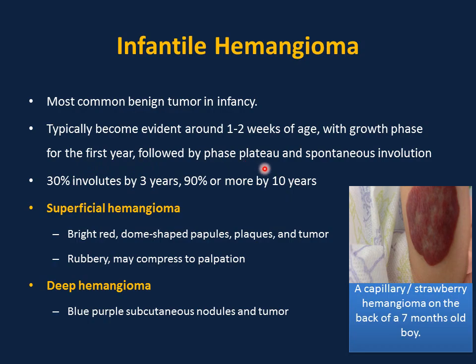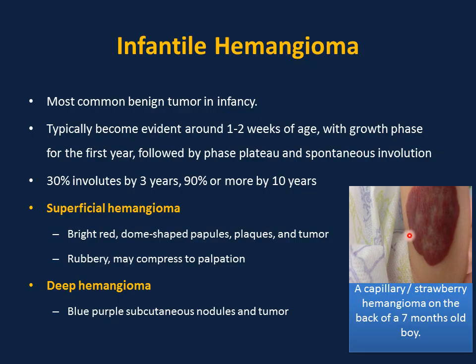This is followed by a plateau phase, where it stays the same for a while, then spontaneous involution, where the hemangioma starts to disappear. 30% disappear by 3 years and 90% or more by 10 years of age. So education about infantile hemangioma is the key. Superficial hemangioma presents as bright red dome-shaped papules or plaques, or even larger as a tumor. It feels rubbery and may compress to palpation. Deep hemangioma will be blue-purple subcutaneous nodules or a large mass.